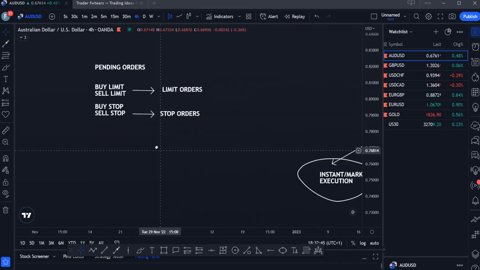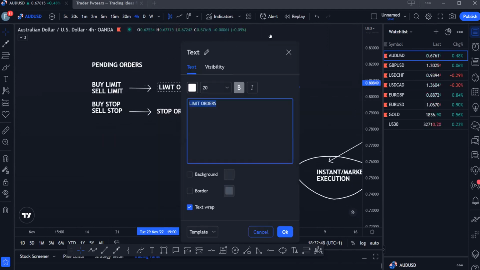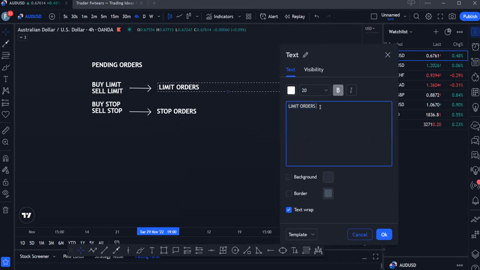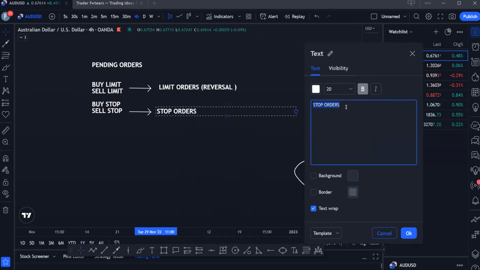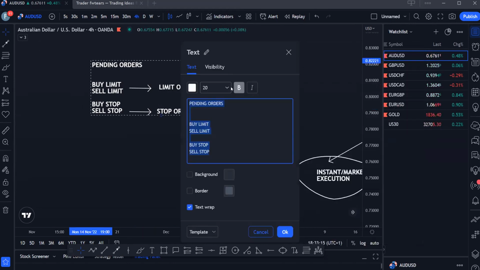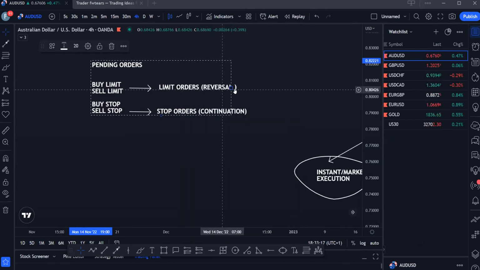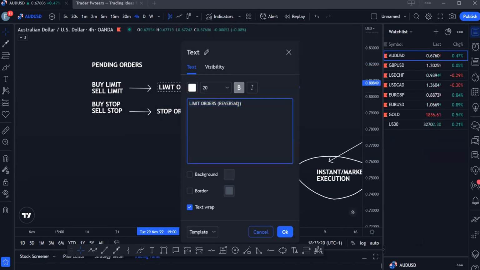In a nutshell, when you think about limit orders, I need you to think about reversal. Limit orders are reversal orders. And stop orders are continuation orders. Limit orders are reversal orders, and stop orders, continuation orders.